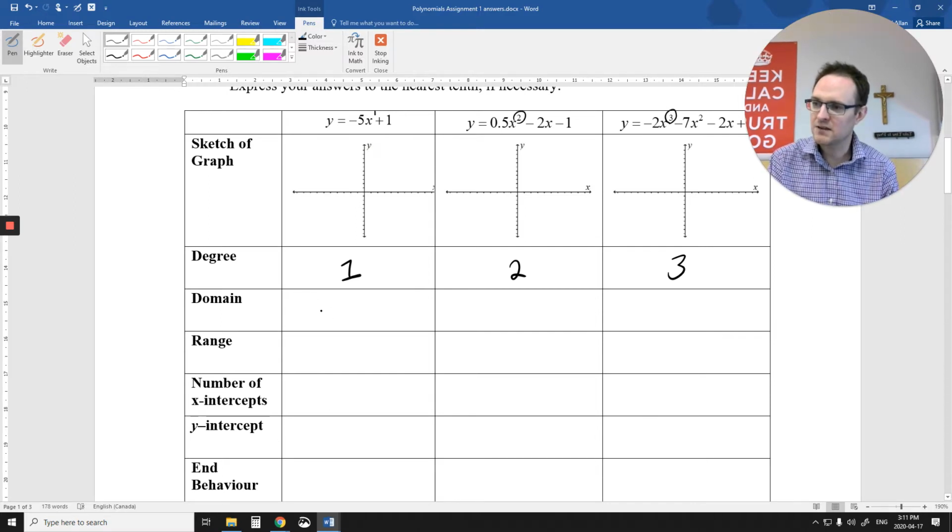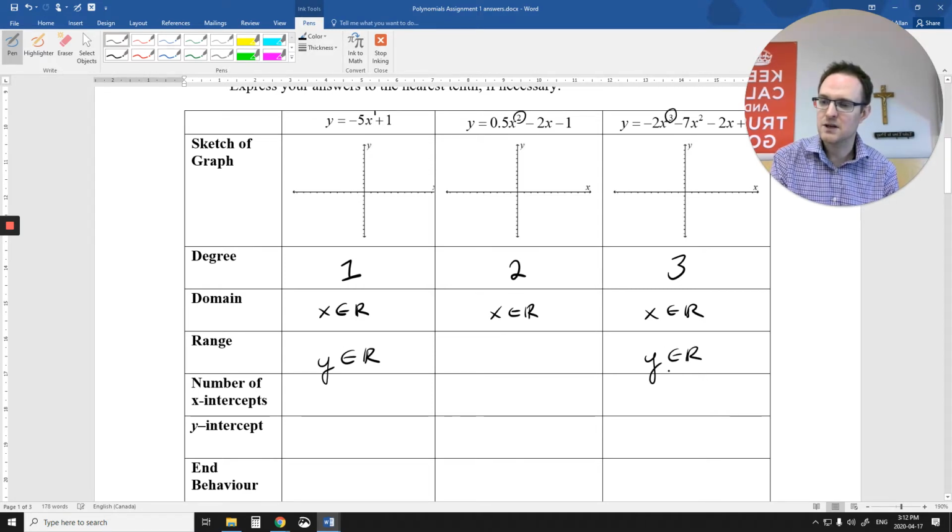The domain for all of these, because these are pretty abstract and not dealing with anything real world, is just x ∈ R. Because of the degree of this one, because it's an odd degree, 1, 3, 5, etc., I could say my range is x ∈ R. And you can see that from the graph later on. I could say this one's x ∈ R as well because it's also an odd one. Right? Evens are going to have a top or a bottom, and they're going to stop somewhere.